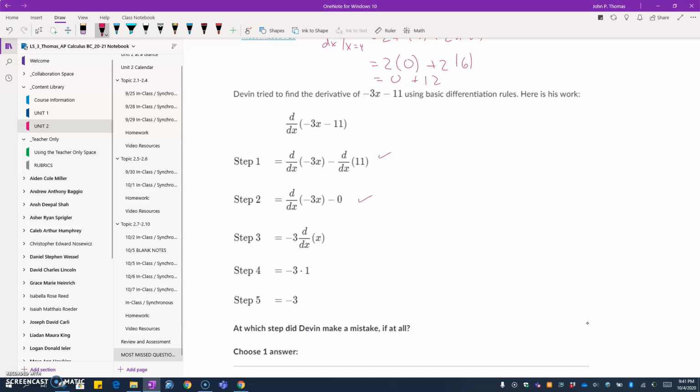Alright, third step, looks like they factored the negative 3 out, which is good. Alright, and then the derivative of x is 1. So we end up with just a negative 3.